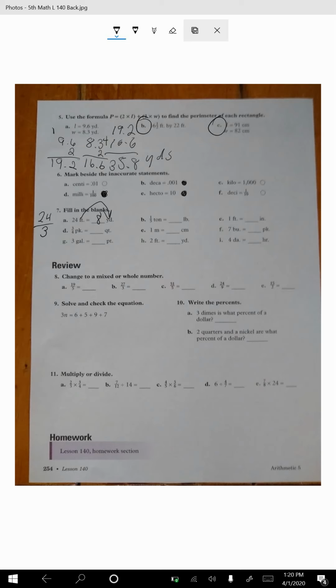1/5 of a ton is how many pounds? Tons to pounds, larger to smaller, so this one we will multiply. 1/5 times, how many pounds are in a ton? 2,000. I can cross cancel. 5 goes into 2000 400 times. So I'm just left with 400.